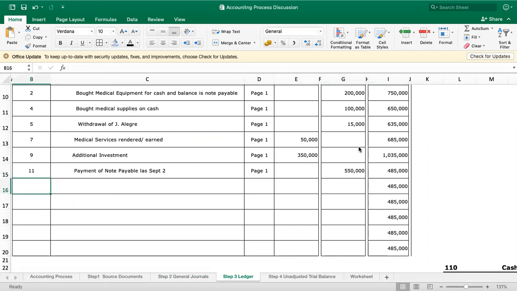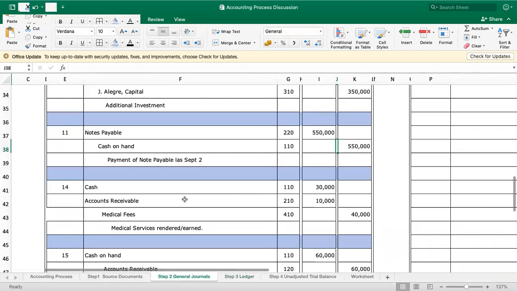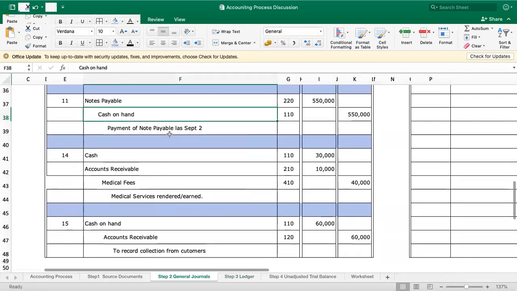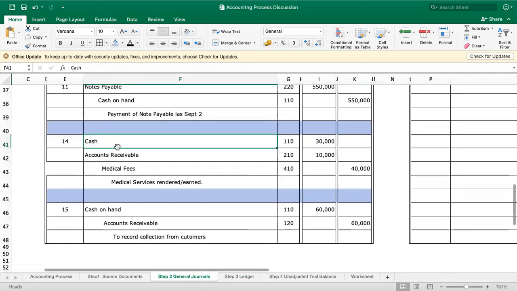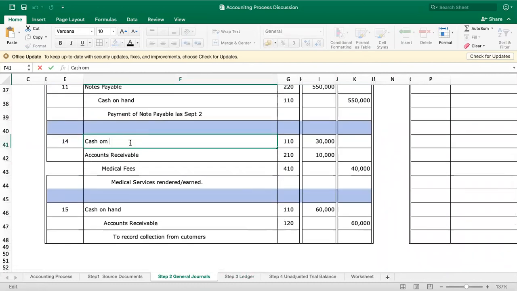Next transaction that affects our cash on hand account, we're done with September 11. September 14, there is again cash. Okay, so this is cash on hand.